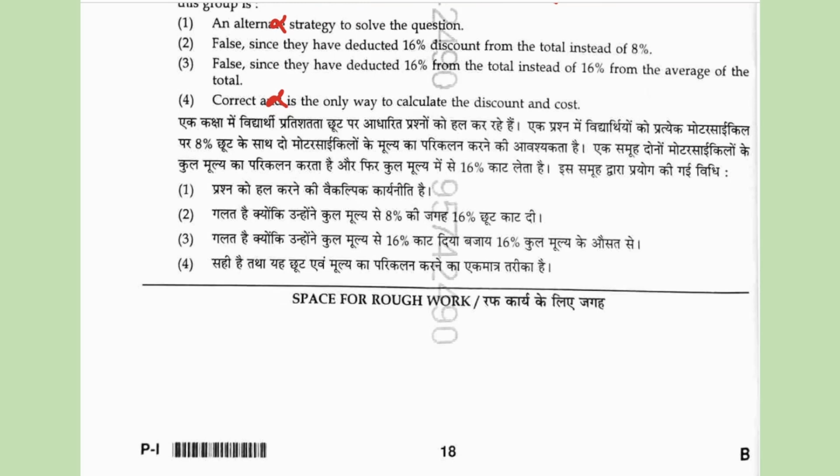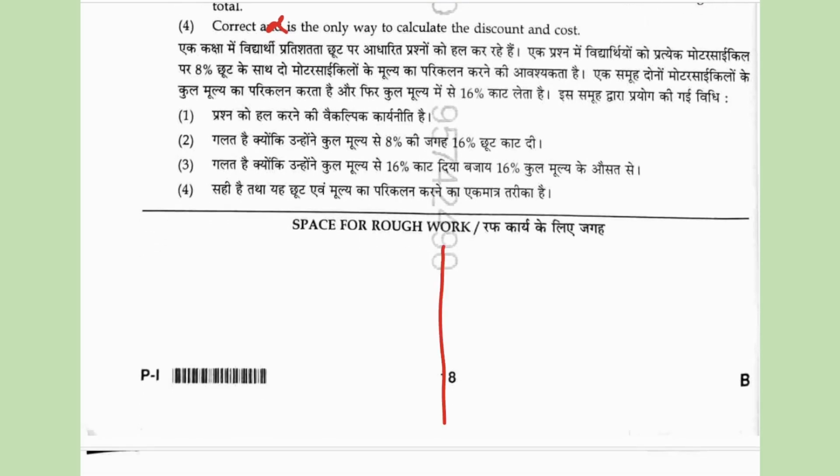Okay, so let's see what this could be. So let's say there are 2 bikes. One is 100 rupees, one is a 200 rupee bike. Okay, so basically it's not given that all the bikes are the same. There is a 100 rupee bike and there's a 200 rupee bike. So the 8% discount on this. So this will cost 92 rupees and this will cost 184 rupees. So the total is therefore 276. So this is the cost they had to find.